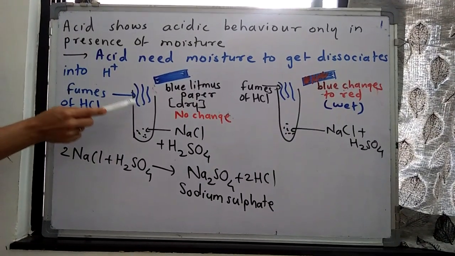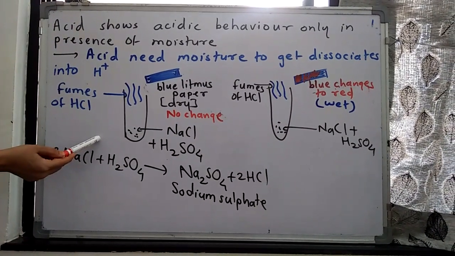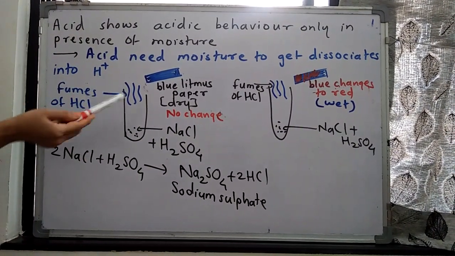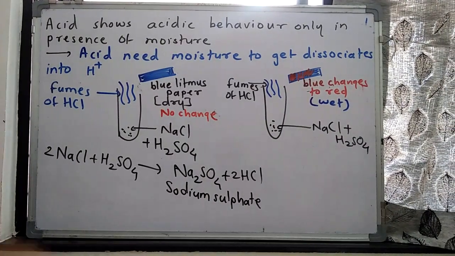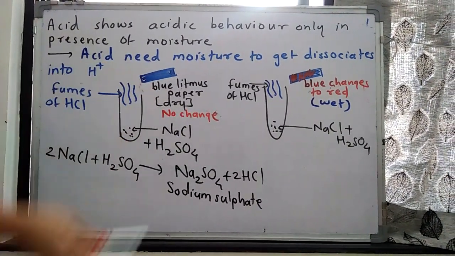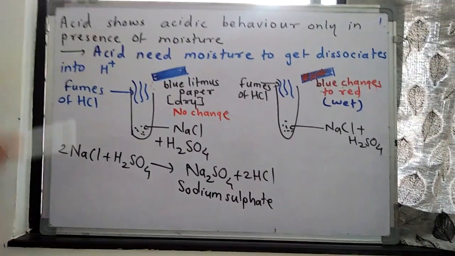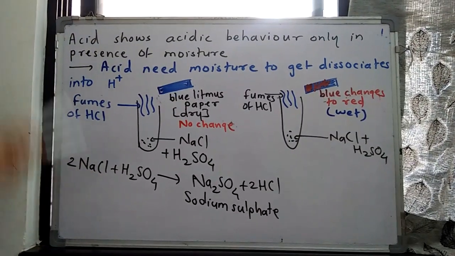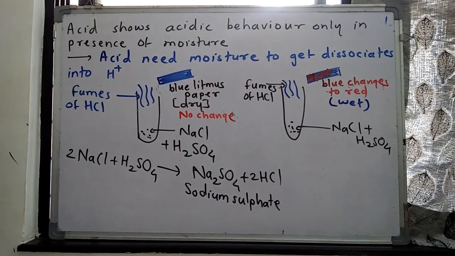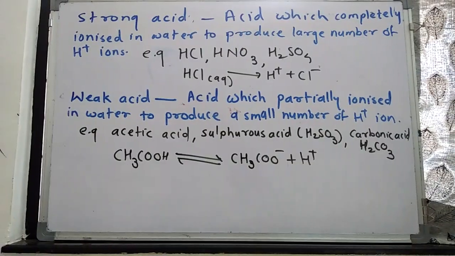Means here we have H+ ions, we have acid, but we don't have moisture. So here blue litmus paper cannot change to red. Here we have blue litmus paper, here we have acid, and blue litmus paper changes to red because that litmus paper is wet, means we have moisture. So it is said that acid shows acidic behavior only in presence of moisture.